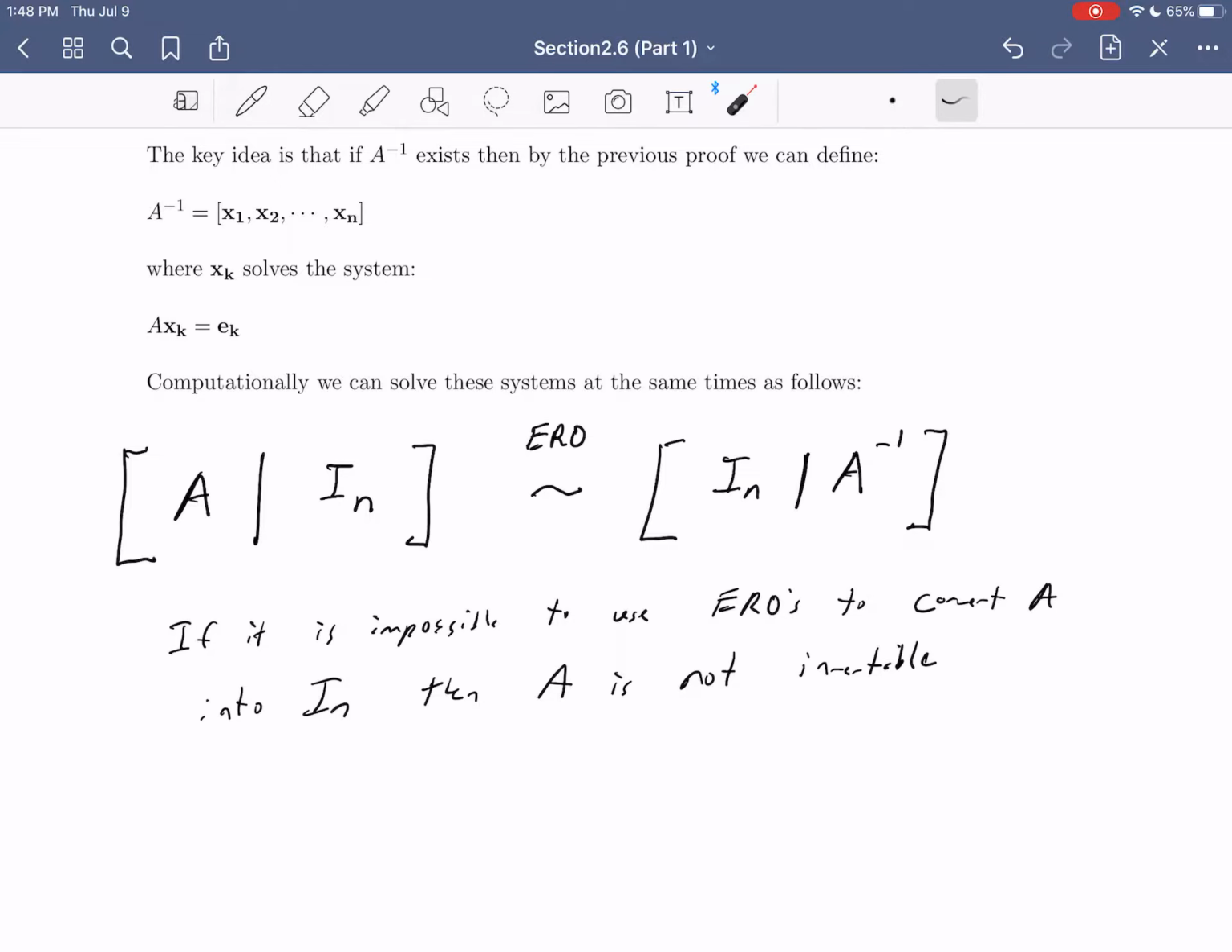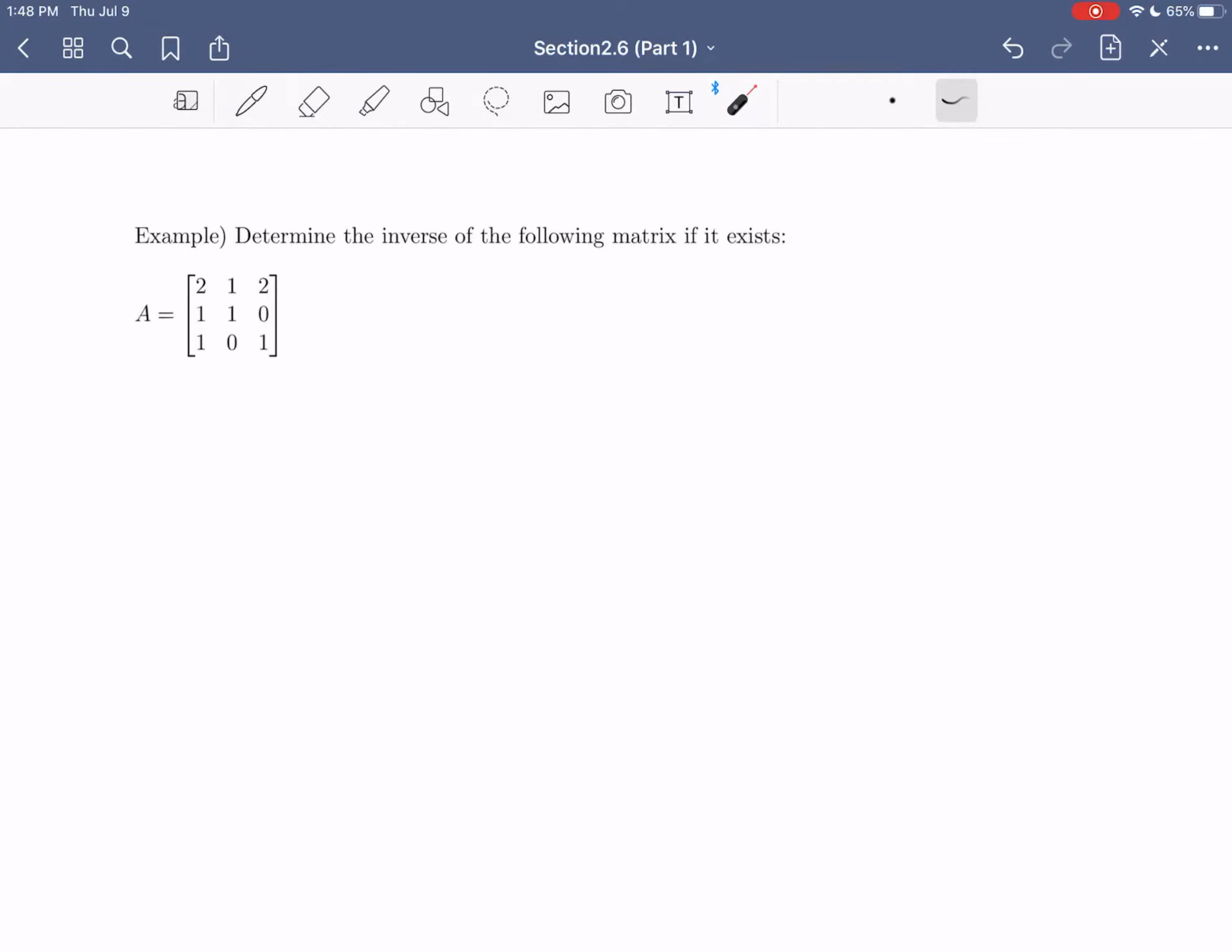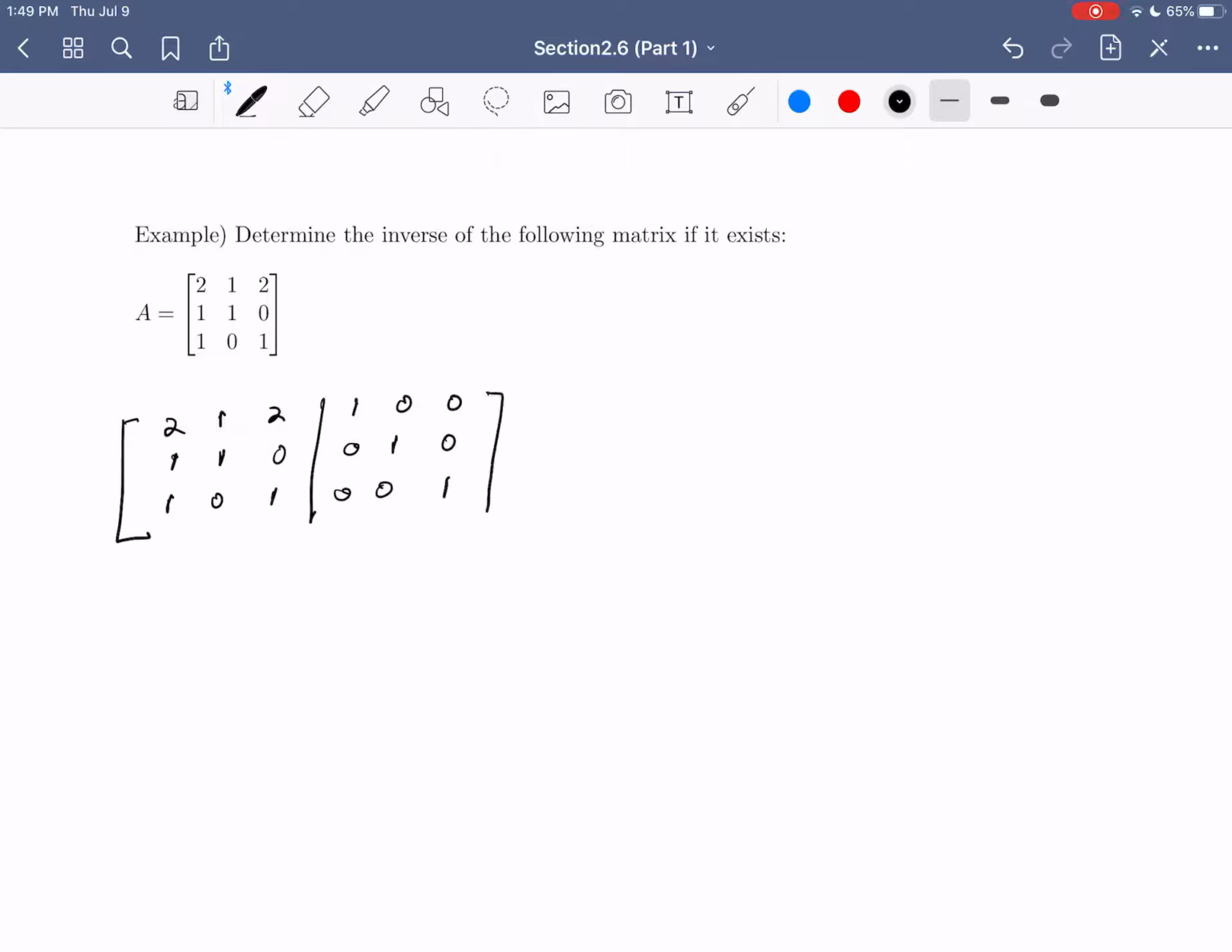Let's go ahead and take a look at that. So we're going to try to determine the inverse of this matrix if it exists. Again, not every square matrix has an inverse, so along the way, we might find out that the inverse doesn't exist. So to do this, we're going to augment [2, 1, 2; 1, 1, 0; 1, 0, 1] with the identity [1, 0, 0; 0, 1, 0; 0, 0, 1].